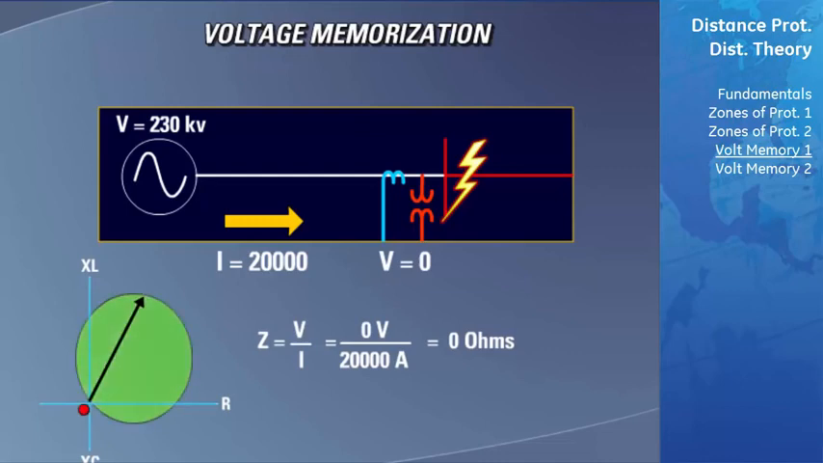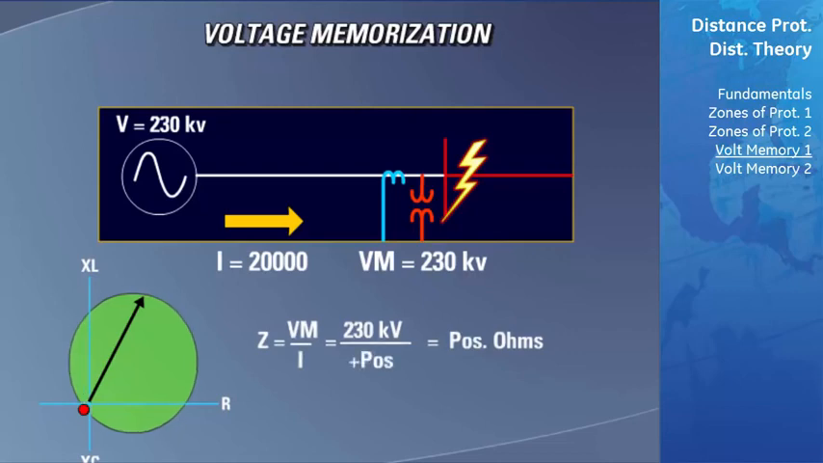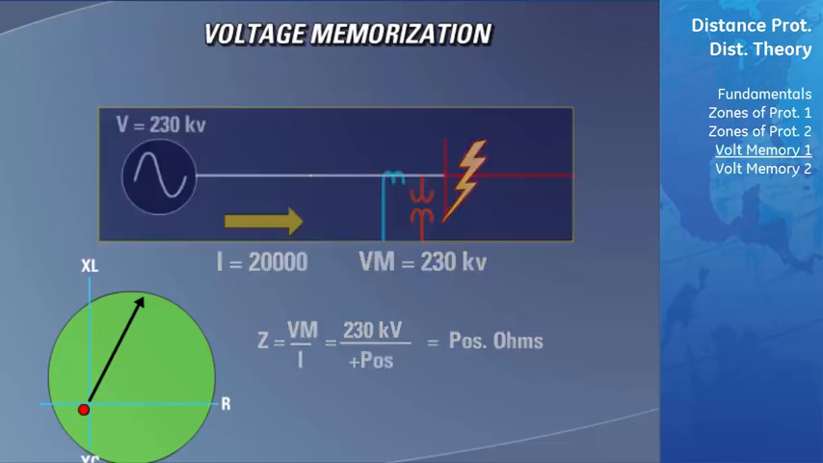If the D60 used the memorized voltage from the period before the fault occurred, which is 230 kilovolts, the calculated impedance will now be a positive number. This is a sure indication that the fault is located in its zone of protection, and the D60 will expand the size of the mho circle. Now the impedance of the line that is calculated by the D60 is well inside the zone of protection.